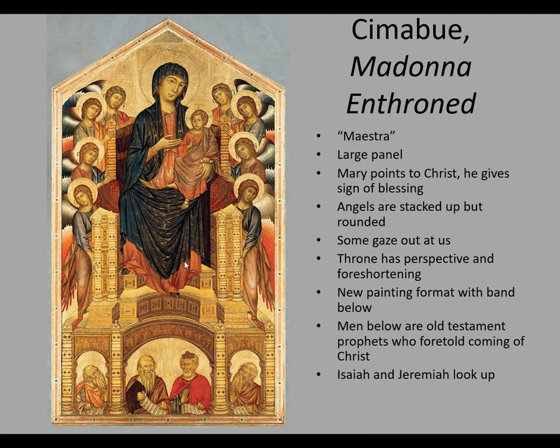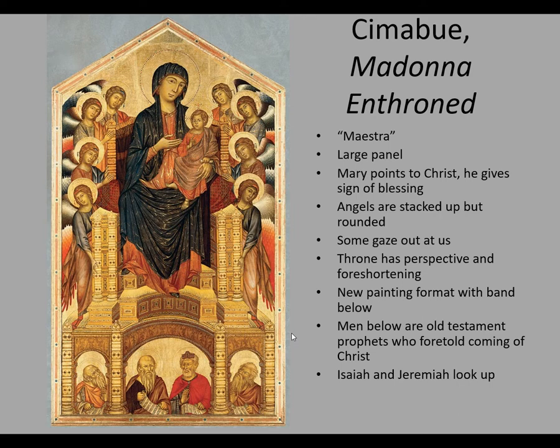Cimabue, who comes after Berlinghieri, this is his Madonna enthroned. He takes a little step forward with his trying to show humans more realistically and also space more realistically. He does break the space into different segments so that these old prophets down here are in one space, but they do interact with the space above. So we have Isaiah and Jeremiah here down below looking up at Mary, who sits enthroned in a much larger scale, so hierarchical scale. That means it shows order of importance.